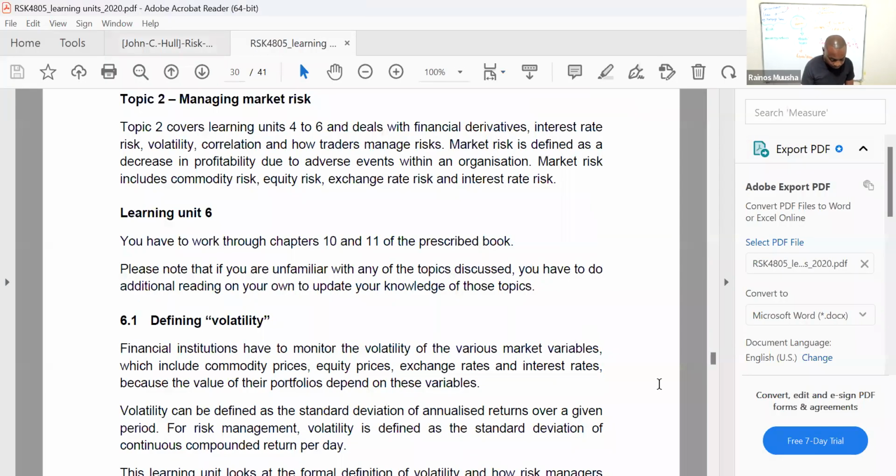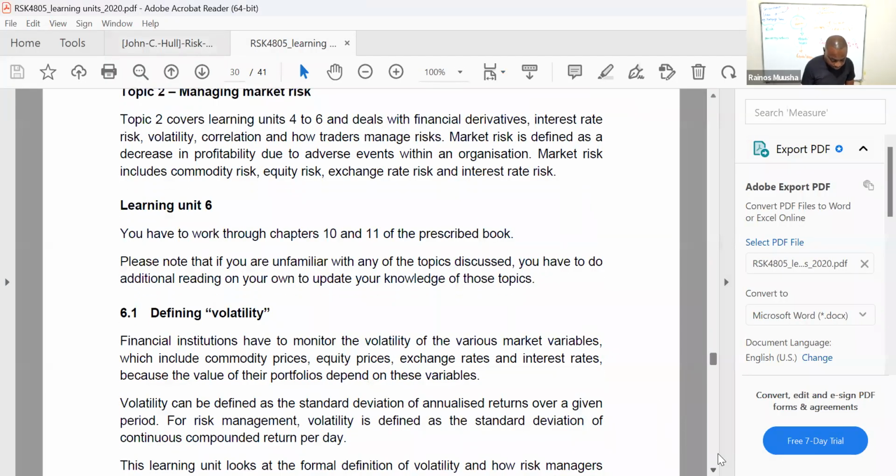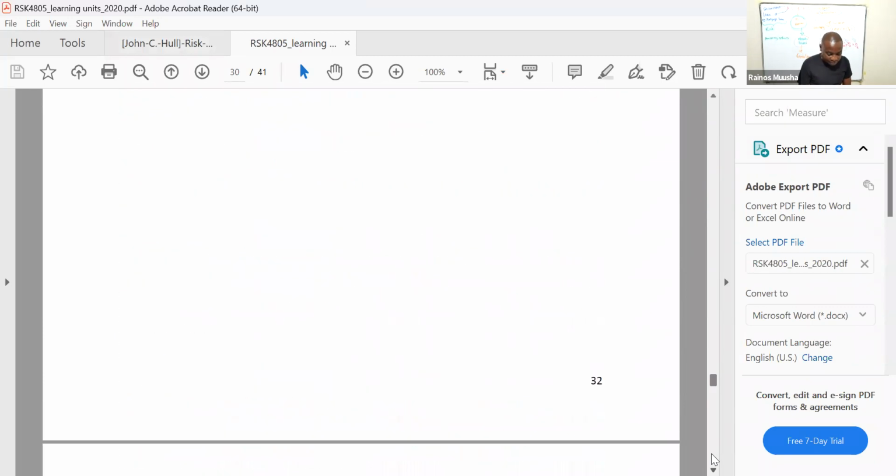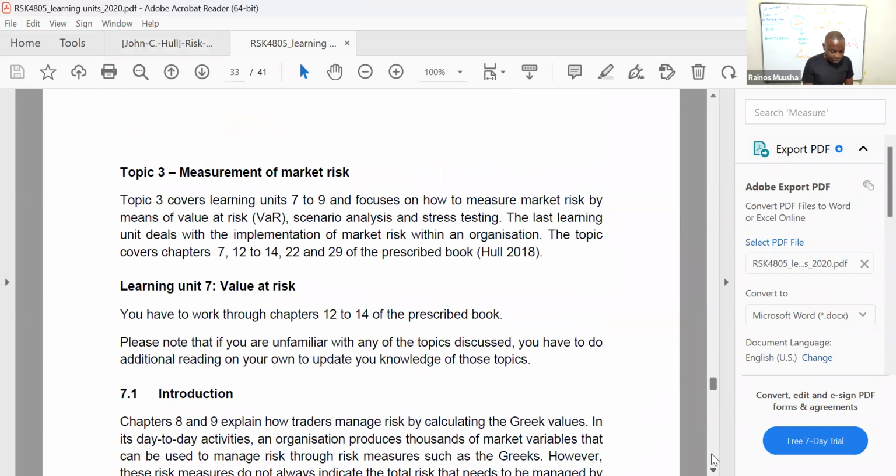Then from there, after learning unit 6, we move on to learning unit 7. Learning unit 7 falls under topic 3 of the textbook, and topic 3 looks at measurement of market risk.